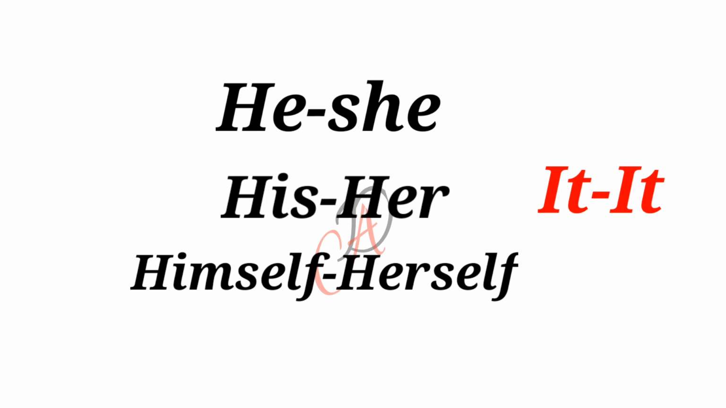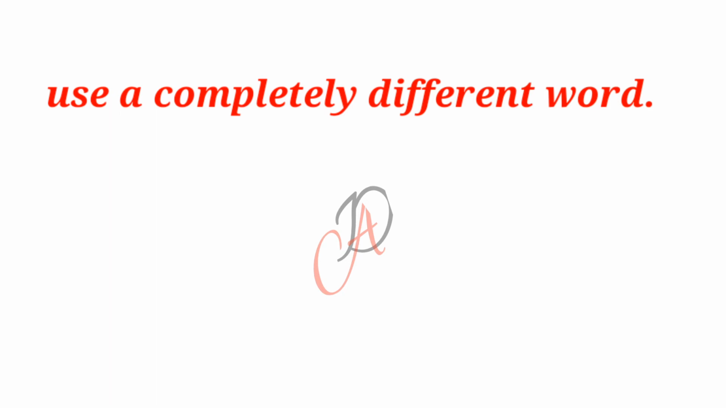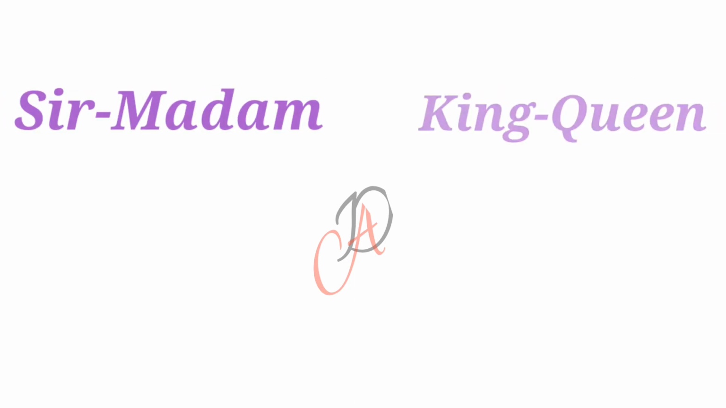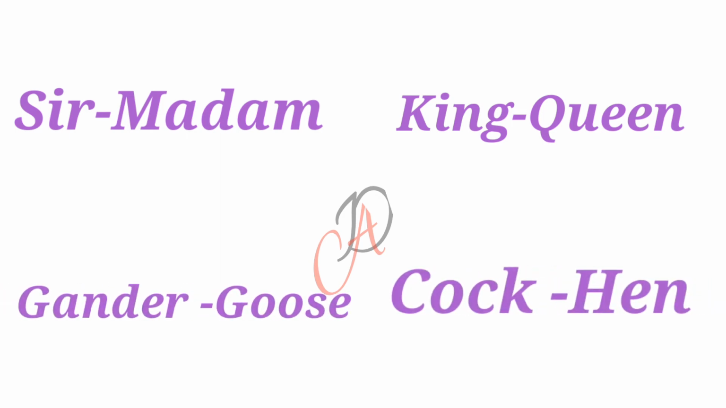Okay, let's move on to the rules that we follow while changing the gender. Rule number one, use a completely different word. In this type, we have a different word for every masculine noun. Let us see this with examples like sir, madam, king, queen, gander, goose, cock, hen, drone, bee.